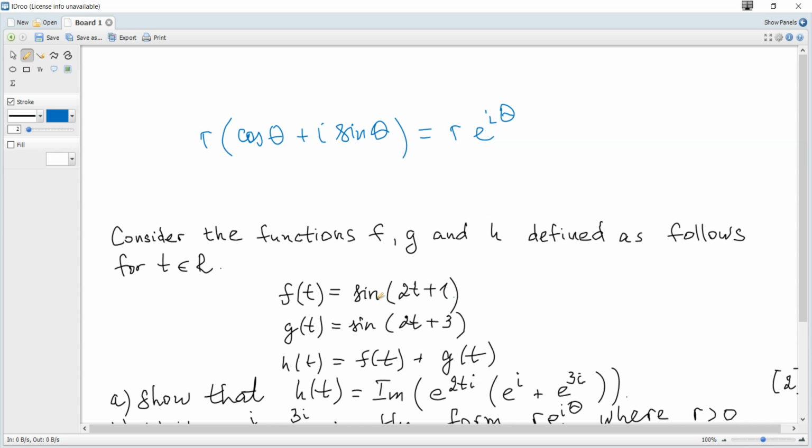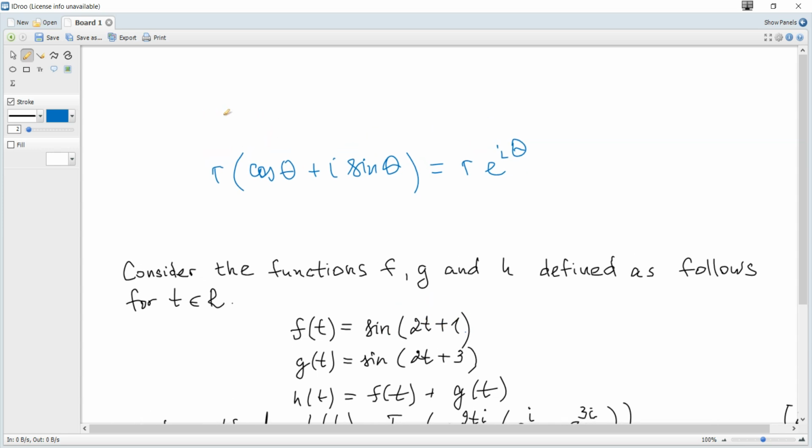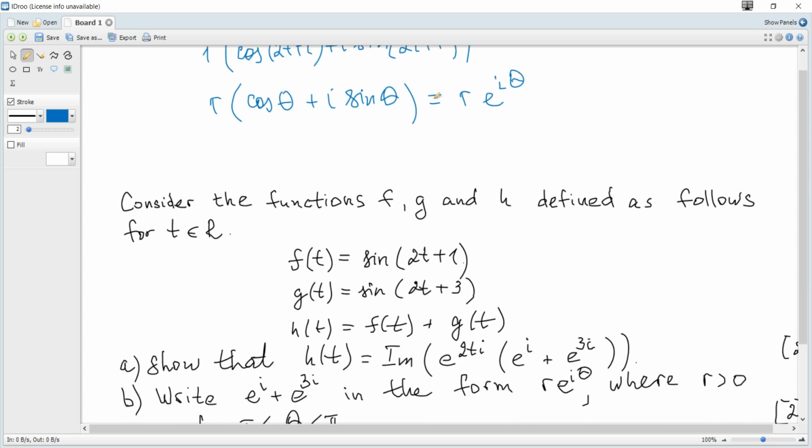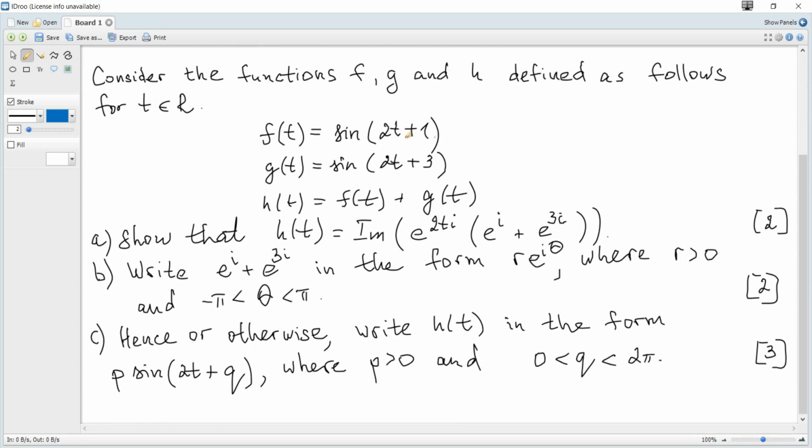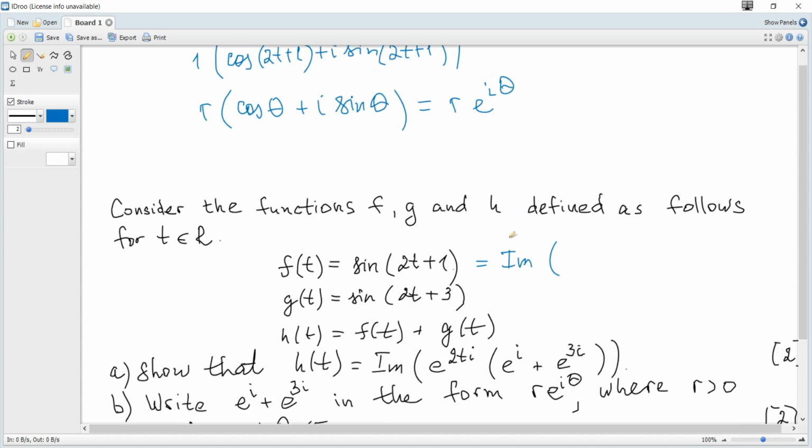And sine of 2t plus 1 looks like a part of a complex number. What complex number? 1 multiplied by cosine of 2t plus 1 plus i sine of 2t plus 1, and we have sine with i, so it's the imaginary part. If it were cosine, it would be the real part. Cosine is the real part, sine is the imaginary part. So sine of 2t plus 1 is the imaginary part of such a complex number.